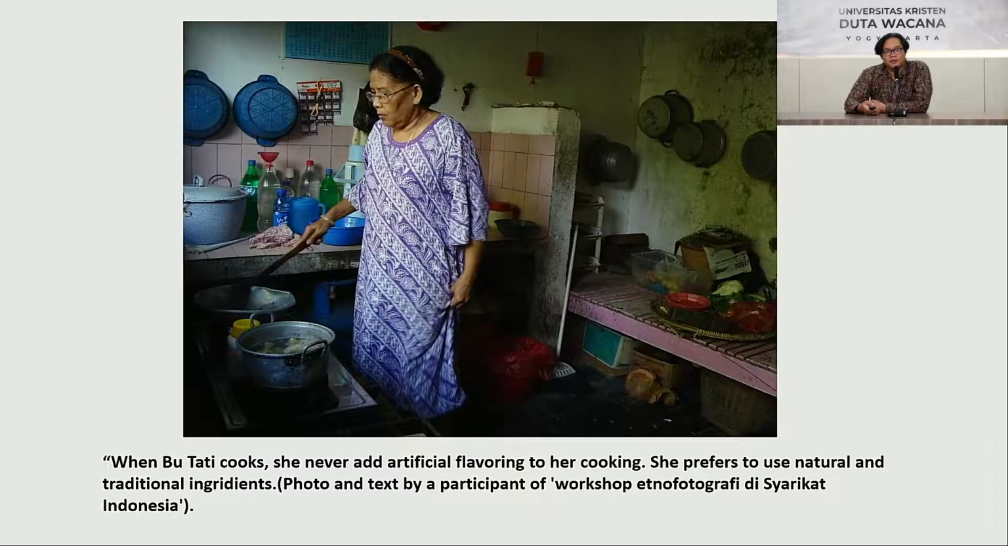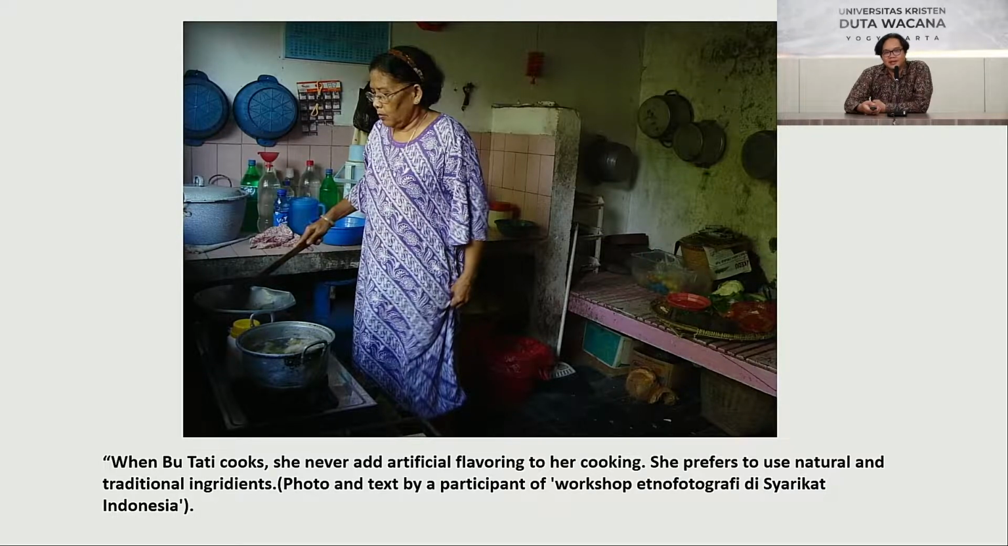The photographers want to capture the daily activity of women doing their everyday activities. As we can see here, there is a picture of a woman named Butati, and the photographer put in the text: when Butati cooks, she never adds artificial flavoring to her cooking. She prefers to use natural and traditional ingredients. That's what the photographer wants to reveal. The intention of the photographer is to portray what Butati cooks, and he wants to emphasize the use of natural ingredients.